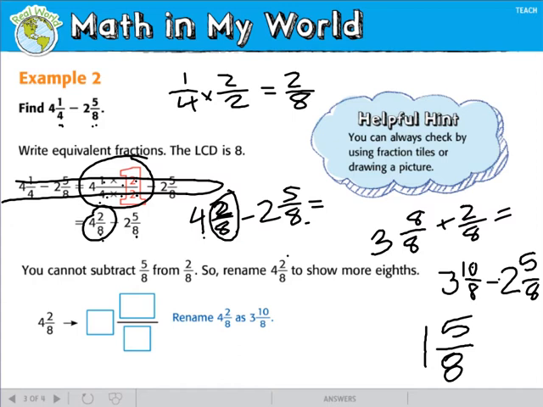Alright, I know I didn't use our little box over here, but that would be 3 and 10/8, which is what it says right there. Okay. So we good? Yeah. So far so good?